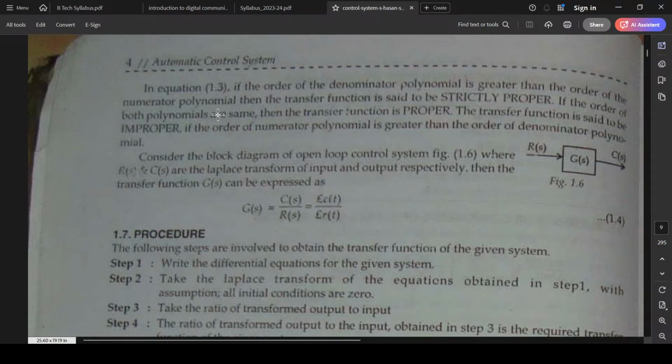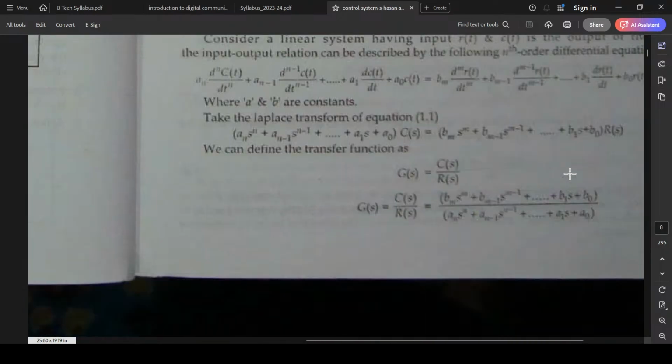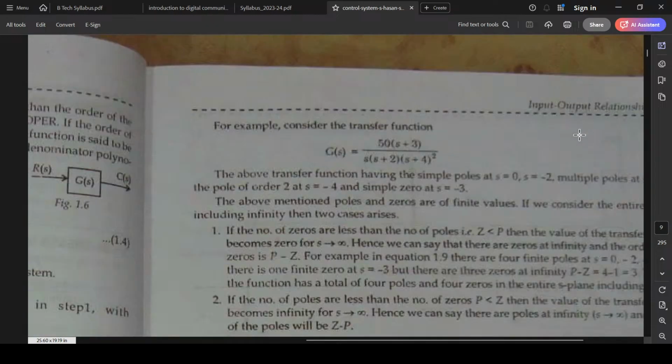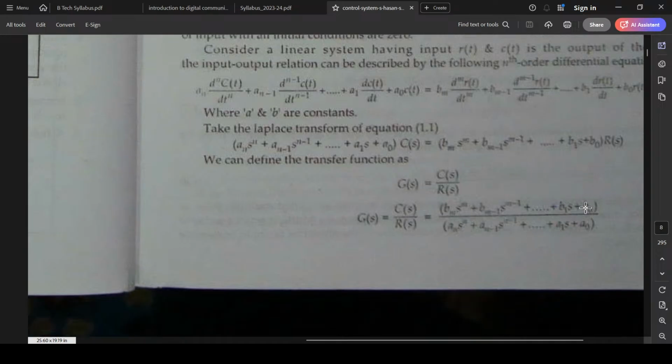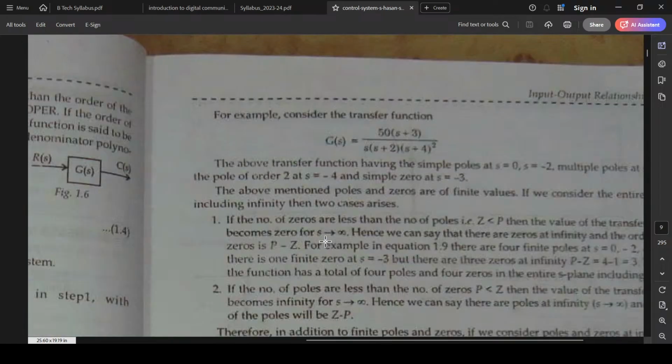If the order of both the polynomials is the same, the transfer function is proper. The transfer function is said to be improper if the order of the numerator polynomial is greater. For example, if the order of the numerator is 2 and the denominator is also 2, it is proper. If the numerator is 3 and the denominator is 2, 3 is greater than 2, so it's improper. And if the numerator is 2 and the denominator is 3, 2 is less than 3, so it is strictly proper.